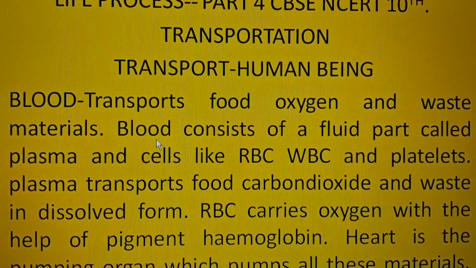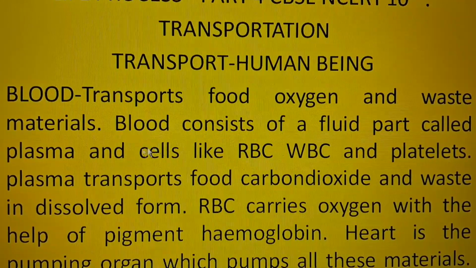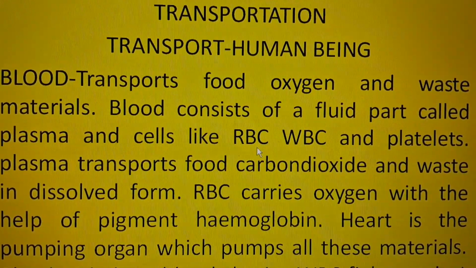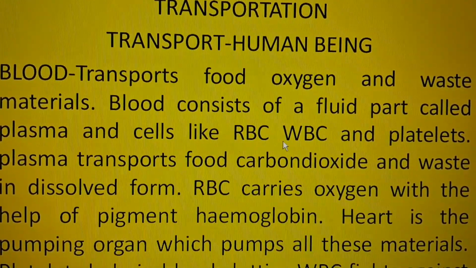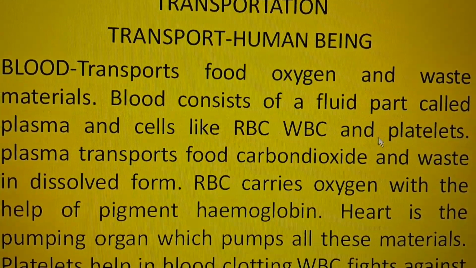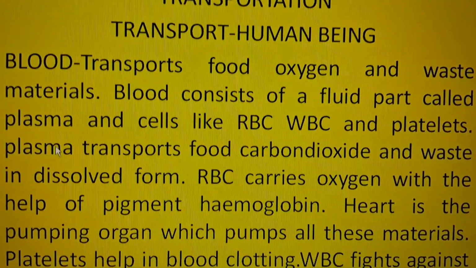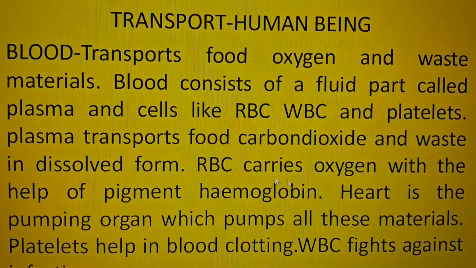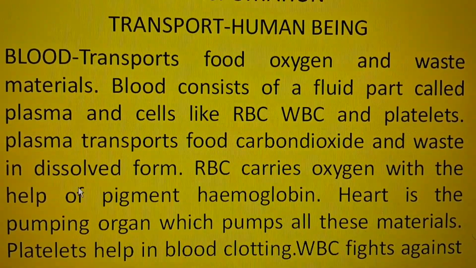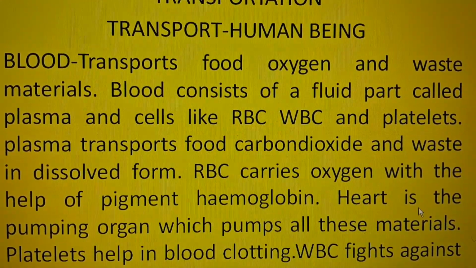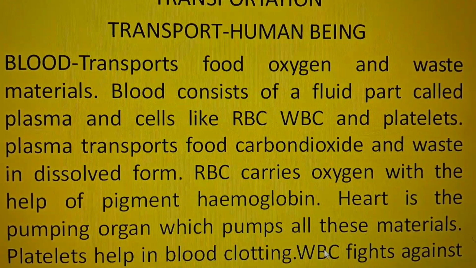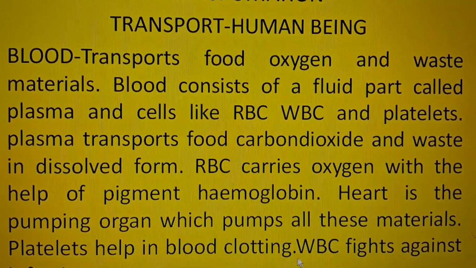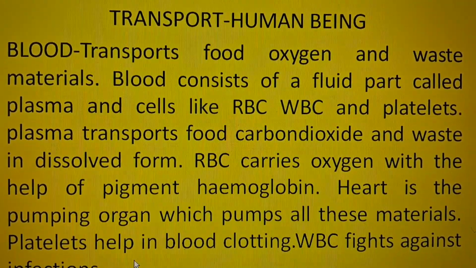Now what does the blood contain? Blood consists of a fluid part called plasma and it has cells called RBC, WBC and platelets. RBC is red blood corpuscles, WBC is white blood cells. Now what does the plasma do? Plasma transports food, carbon dioxide and waste in dissolved form, while RBC carries oxygen with the help of pigment hemoglobin. Now the heart is a pumping organ which pumps all these materials. Platelets help in blood clotting while WBC fights against infections.